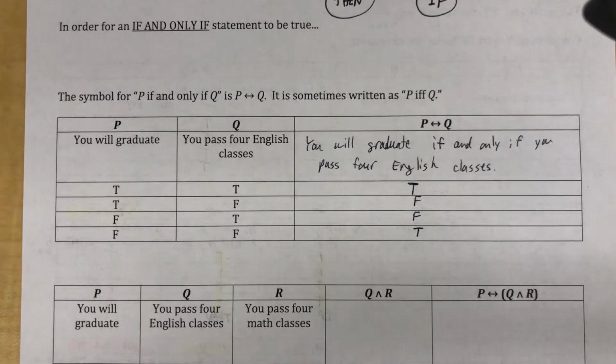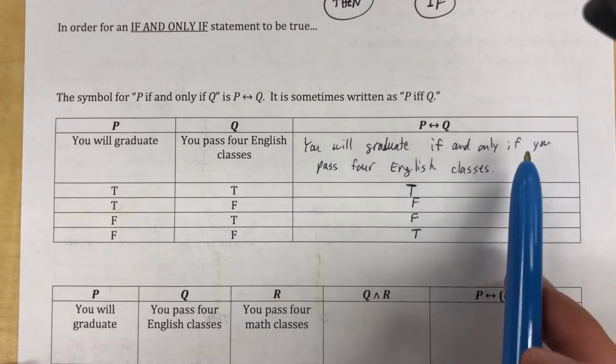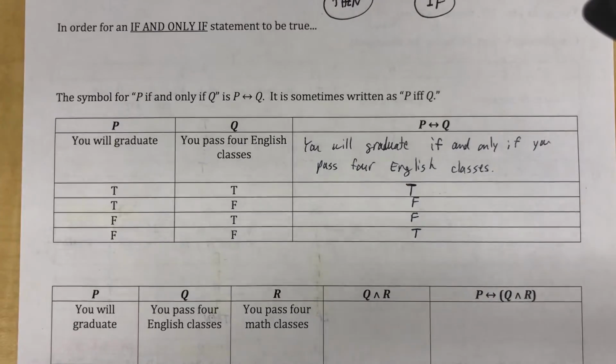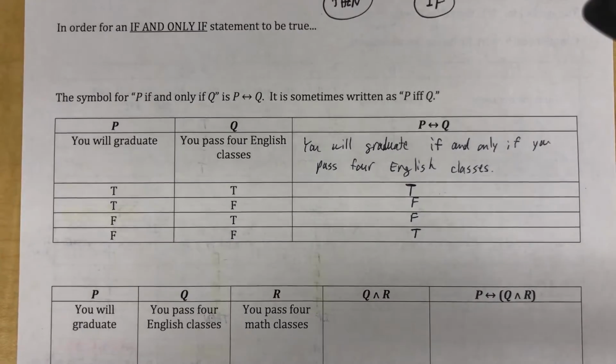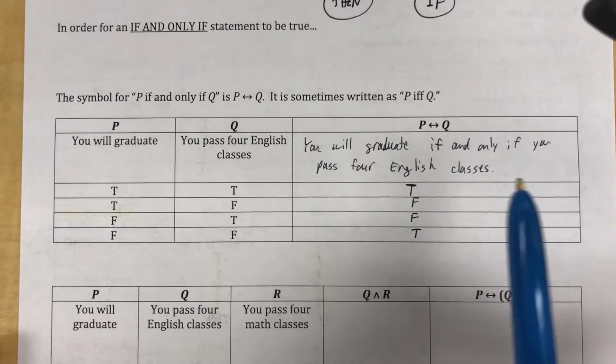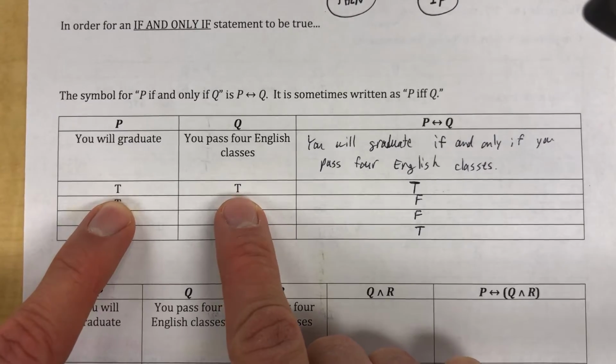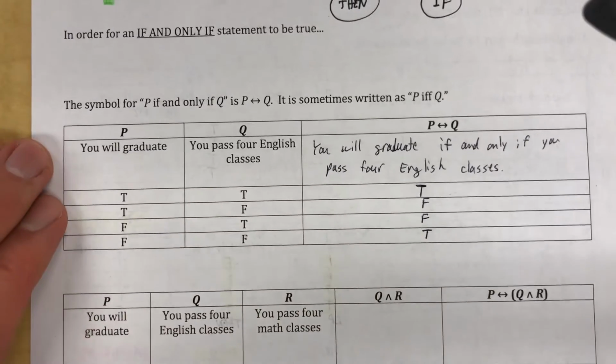Now, in the real world, that's not the best example, because I could pass 4 English classes and not pass all math classes, or I'm missing some other requirement. But for the sake of this sentence right here, you will graduate if and only if you pass 4 English classes. I say that as if that's the only requirement, and assuming that would be the case, like the only thing you have to have in all of high school is 4 English classes. If that was the case, then you will graduate if you pass 4 English classes, and only if you pass 4 English classes. So let's write this down.